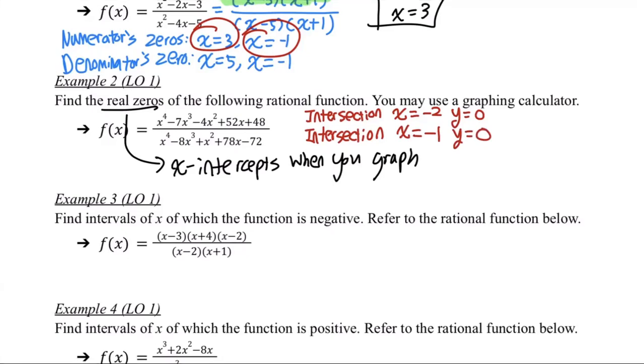Essentially, if you were to zoom in and look, you can zoom in by clicking zoom and then zoom in. The graph only has 2 suspected x-intercepts. So that's what we found, which is great because that is our correct answer. So you can conclude that there are 2 real zeros of this rational function: x is equal to -2 and x is equal to -1.